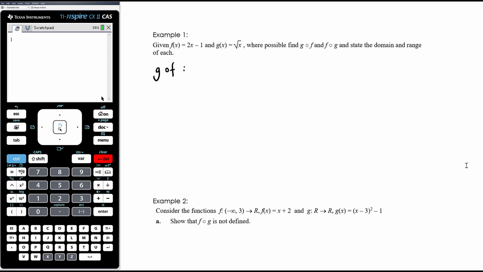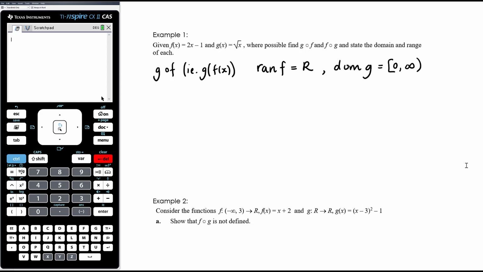For GOF, f is the inside function. It's g of f of x. So f is the inside. We're going to need the range of the inside function to be a subset of the domain of the outside function. So let's consider what those sets are first of all. Sorry, we don't need the domain of f, we want the range of f. So f is a linear function, so the range of f is R. And the domain of g, now g is a square root function, so that's 0 to infinity, inclusive of 0.